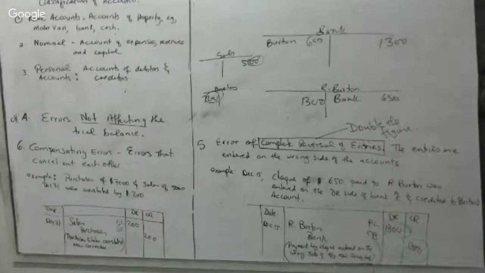So for the persons who are online, we are looking at page 26, question number 1. We are going through what the corrections should be for A to F.